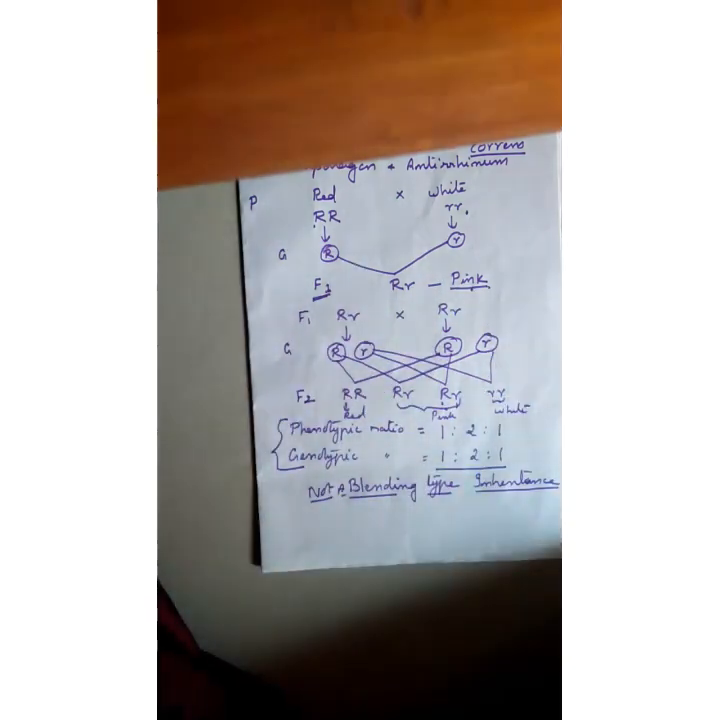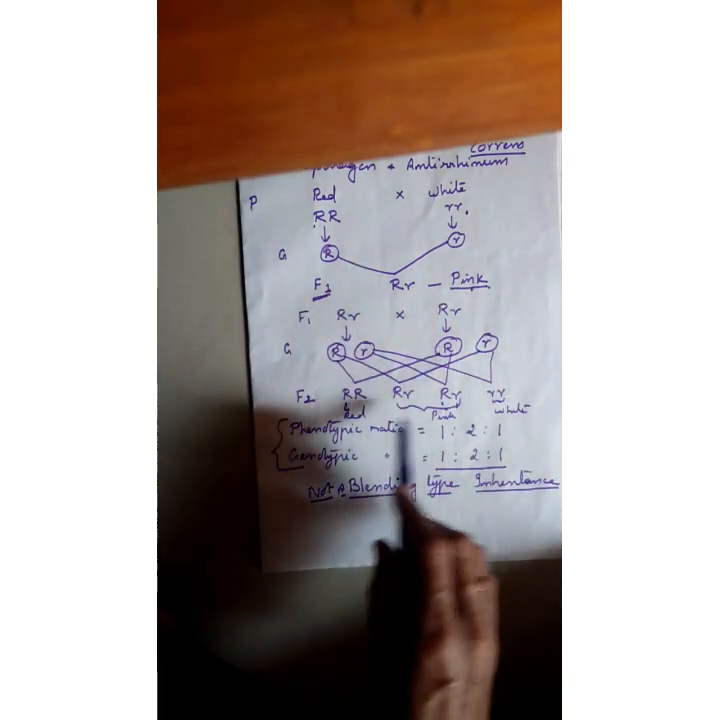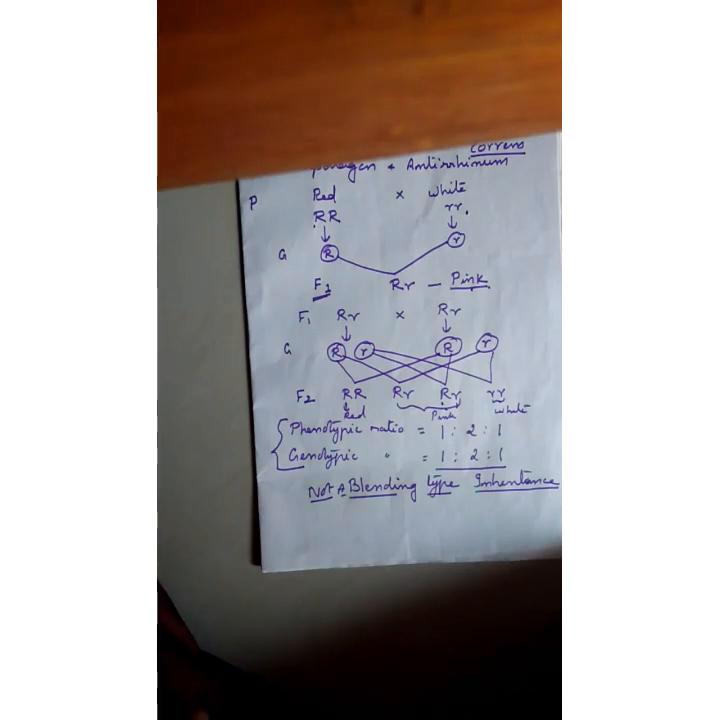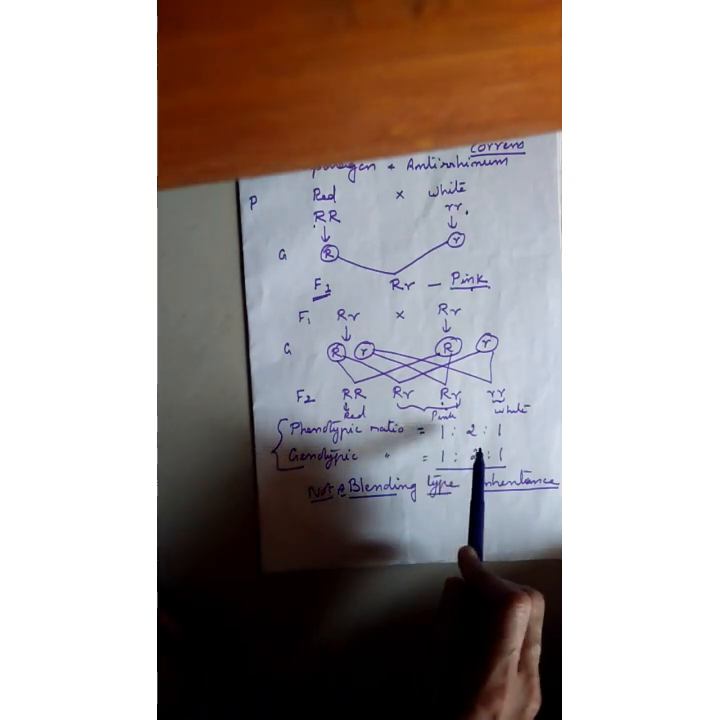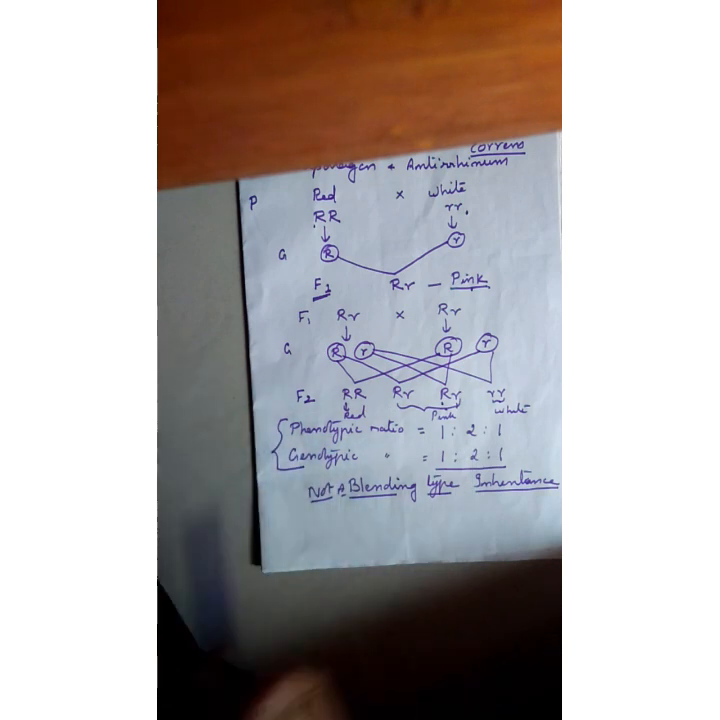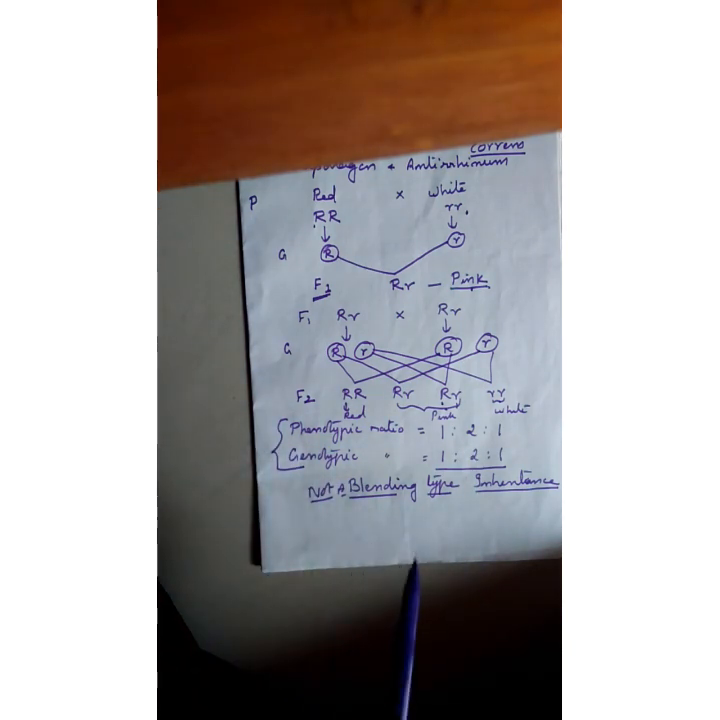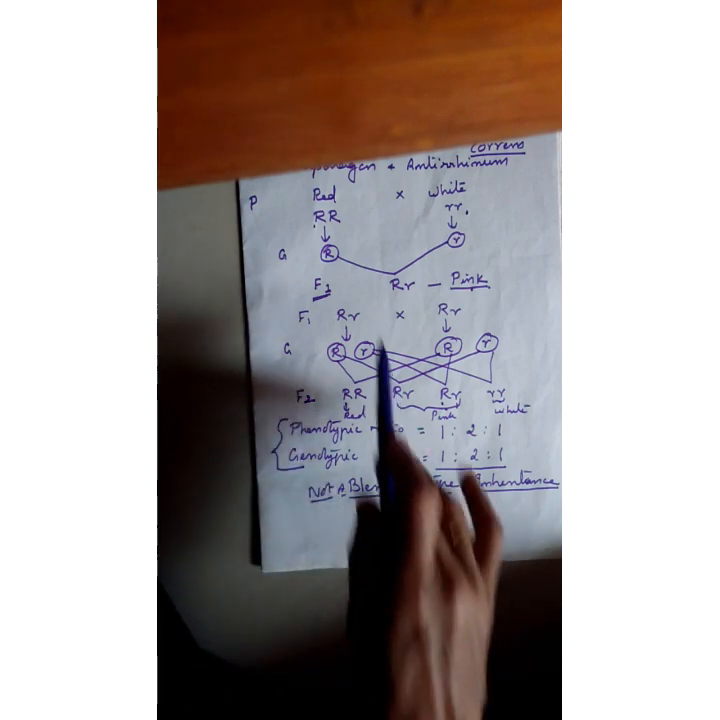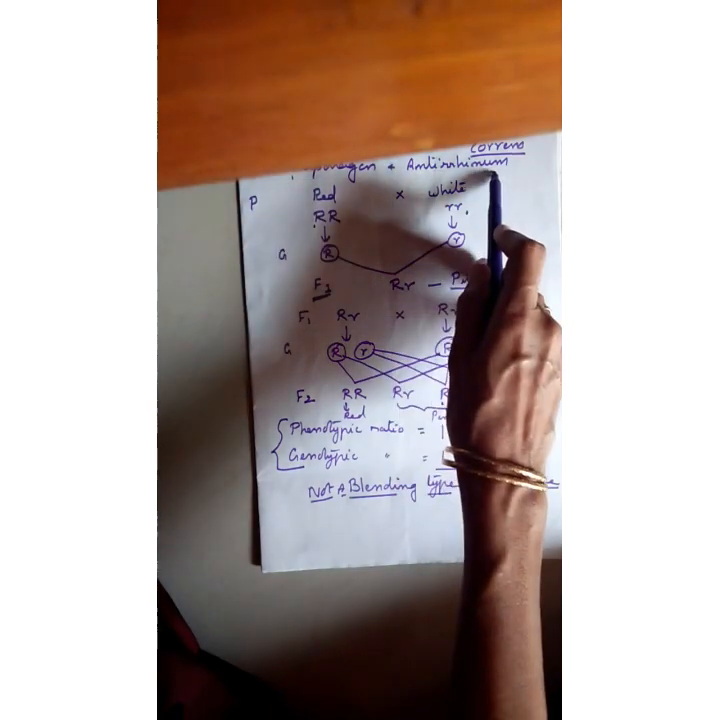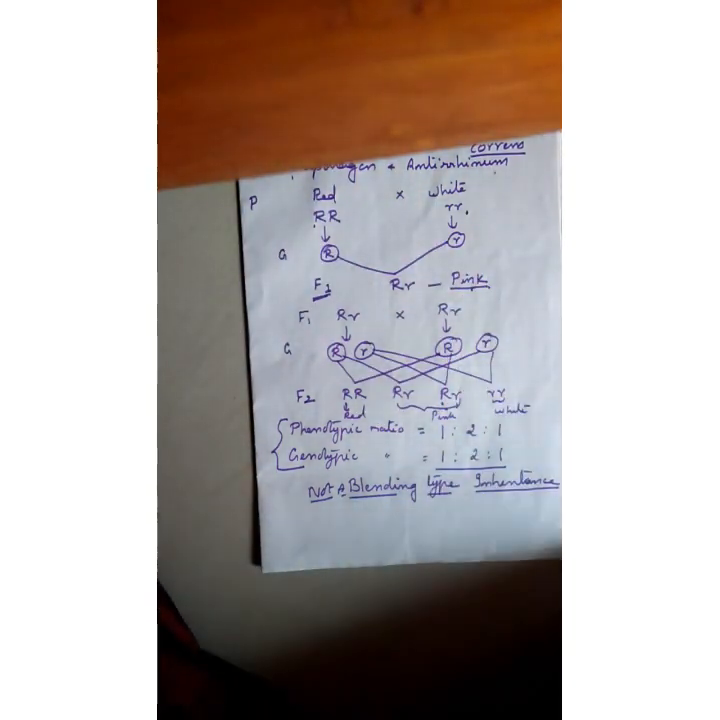If blending occurred, then in the F2 generation, all should be pink in color. But in reality, we are getting 1:2:1 ratio. So incomplete dominance is not a blending type, but here the dominant allele fails to mask or suppress the recessive allele completely. In which plants is it seen? It is seen in case of Snapdragon and Antirrhinum. Thank you.